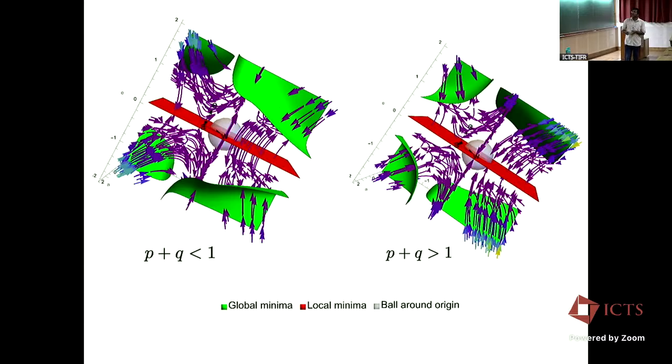So the main takeaway, again, to keep in mind: if P plus Q is less than 1, you can see that if you initialize near the origin, it acts like a repelling field. You go to the global sheet. If P plus Q is greater than 1, you can see it acts like a local basin of attraction, so you get stuck on the local minima plane.